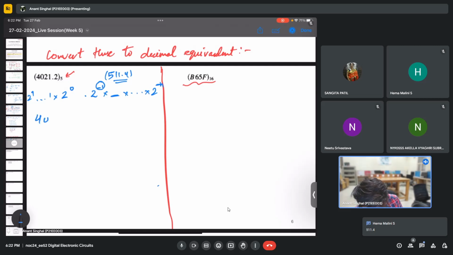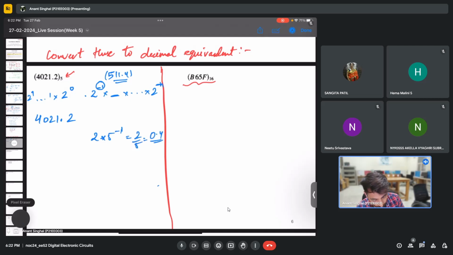So the first is 4021.2. For point 2, to convert it into the decimal equivalent, I'm just writing 10 raised to minus 1 because, sorry, it is base 5, so I have to write 5 raised to minus 1 instead of 10. That will give me 2 by 5, that is 0.4.